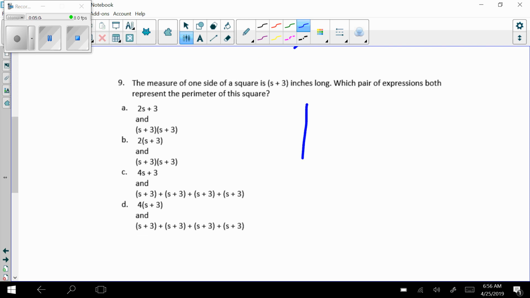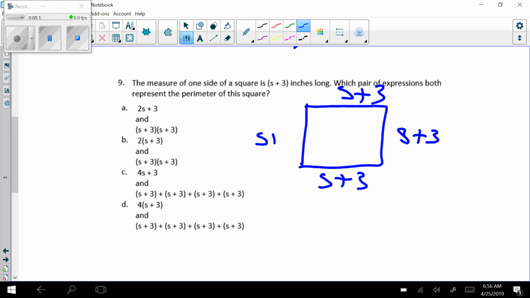Number 9. Measure one side of a square. I like pictures. S plus 3. And then you square, all the sides are the same: S plus 3, S plus 3, S plus 3. Which pair of expressions represents the perimeter of the square? You have 4 S plus 3s.